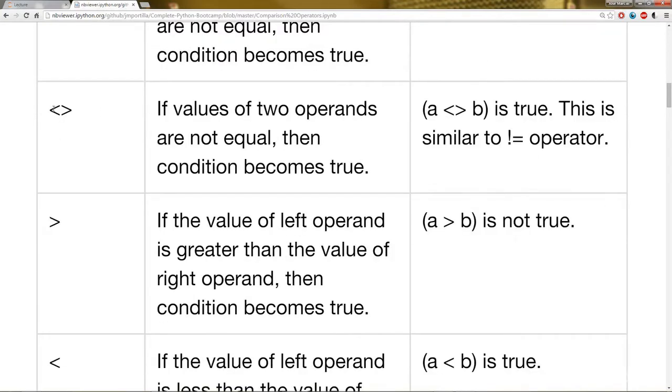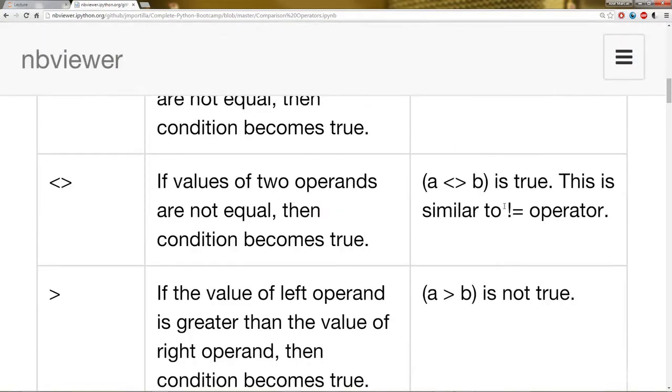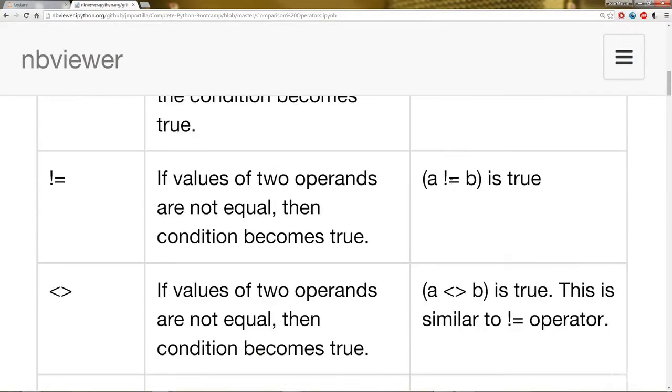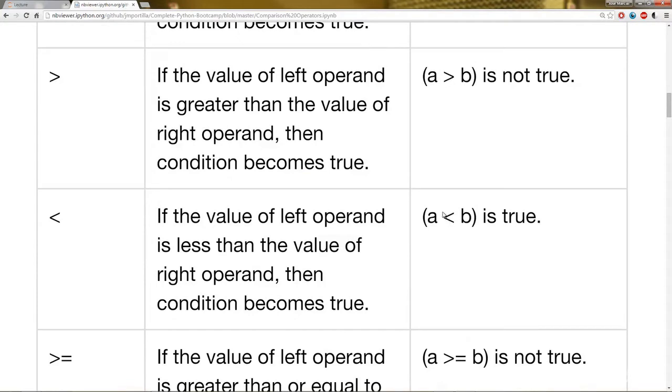Another way to write this is with a less than and a greater than sign back to back. That's the same as this operator right here, but in most cases I would encourage you to use the exclamation equals mark. That's what most people use. Then for greater than or less than or equal to: this symbol means greater than, so A greater than B, and similarly you have less than, so A less than B.